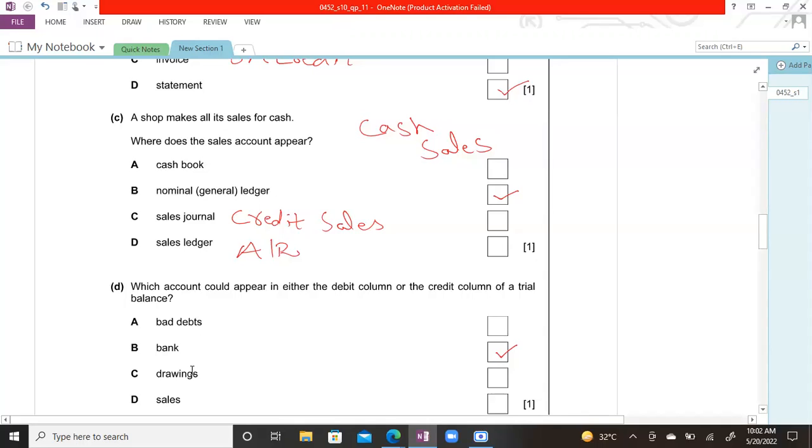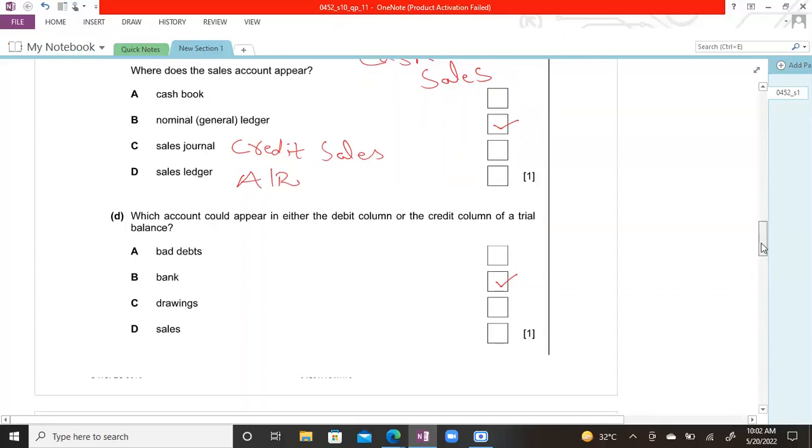Bad debts is an expense. Drawings is deducted from the capital, and sales is our income. So they are always in the trial balance. The bad debts, it is always in the trial balance on the debit side. Drawings on the debit side, and sales it is on the credit side.